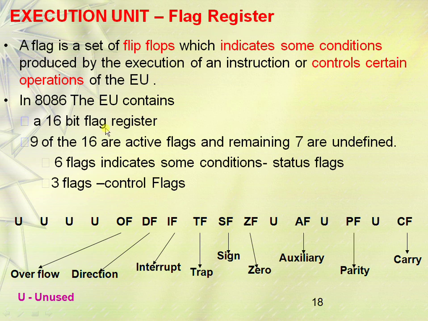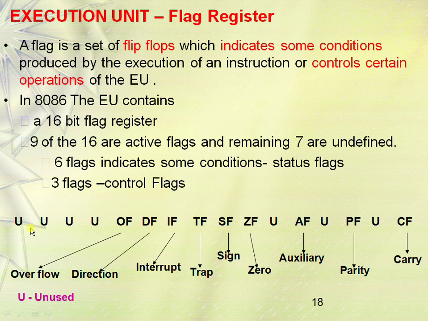Now it is a 16-bit register, but out of these 16 bits only 9 bits are active, which is nothing but only 9 bits are used, and remaining 7 bits are undefined, which is nothing but they are reserved for the future purpose. Now these 9 flags are classified as two more flags, that is status flags and then control flags. Status flags for representing the status of the processor, and control flags, as the name says, control. So by using this we can control some of the operations carried out by the processor.